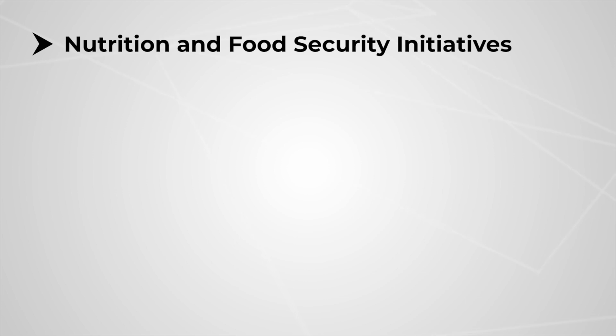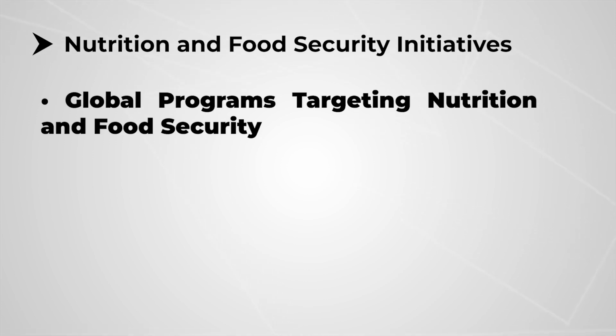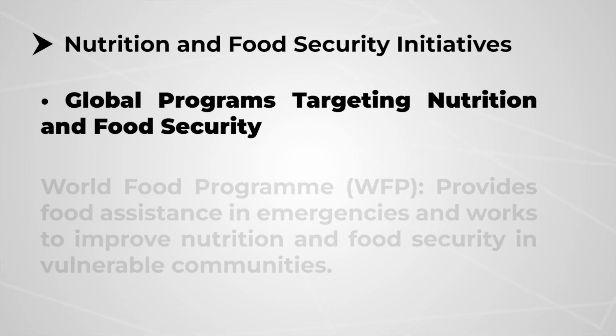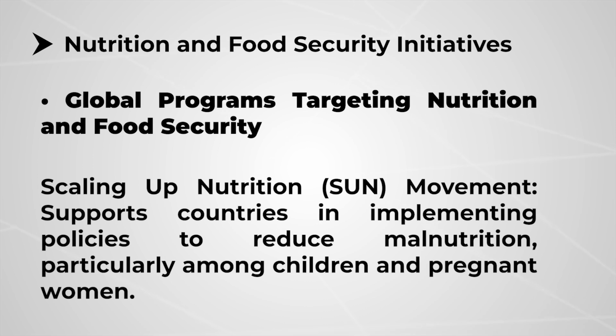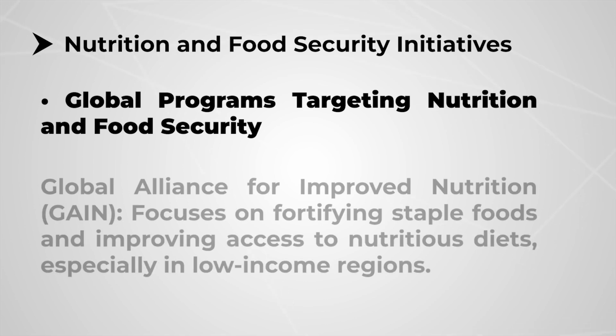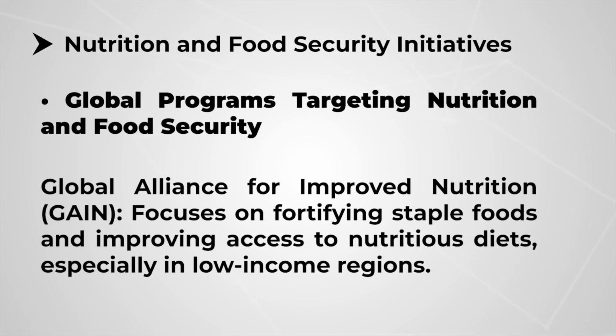Nutrition and food security initiatives: global programs, for example, targeting nutrition and food security. These are basically needed for low income countries and sub-Saharan Africa. Then the World Food Programme provides emergency work on nutrition and food security in vulnerable communities. For example, the Scaling Up Nutrition movement supports countries in implementing policies to reduce malnutrition, particularly among children and pregnant women. Then another very important program is GAIN, the Global Alliance for Improved Nutrition, which focuses on fortifying staple foods and improving access to nutritious diets, especially in low income regions.